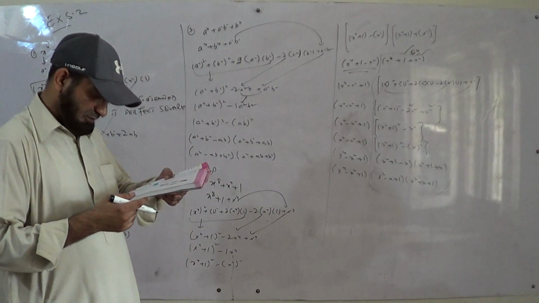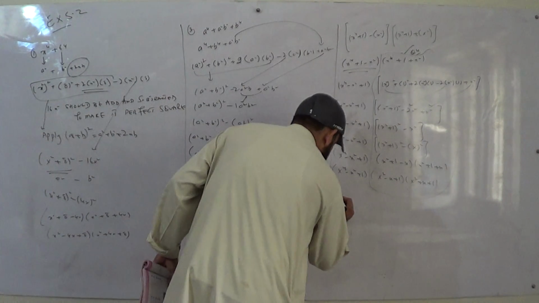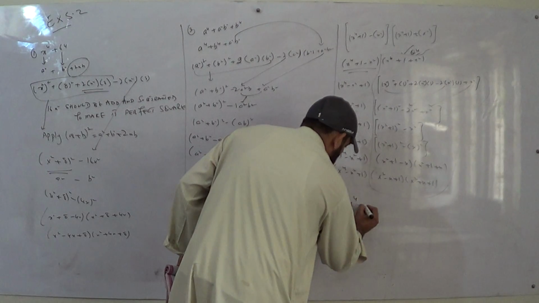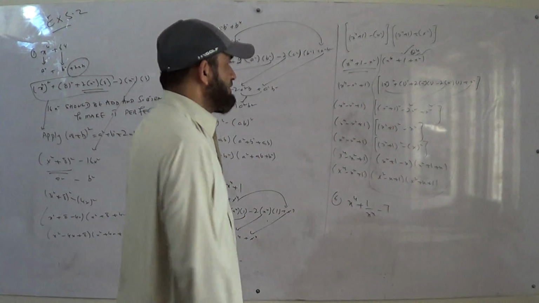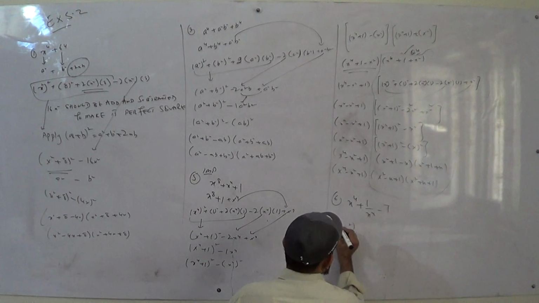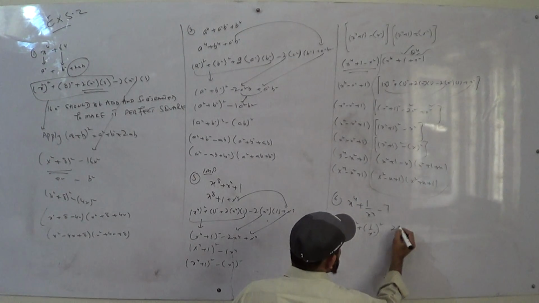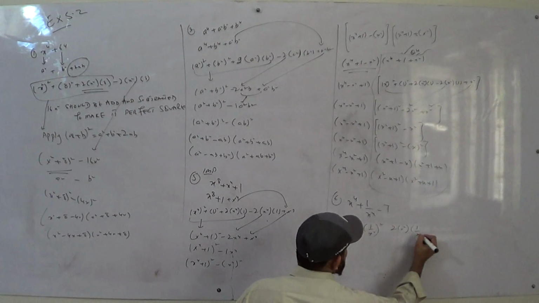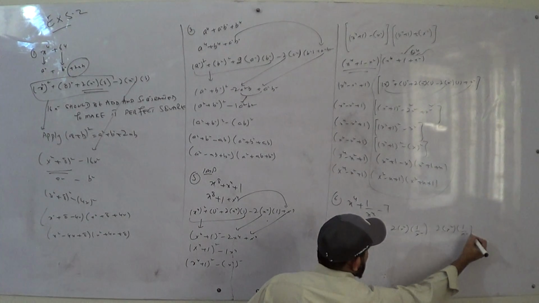Now question number 6. x^4 plus 1 by x^4 minus 7. Now it will be a square plus b square plus 2ab, again 2ab, and minus 7.